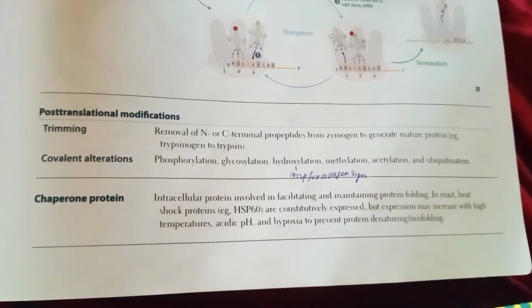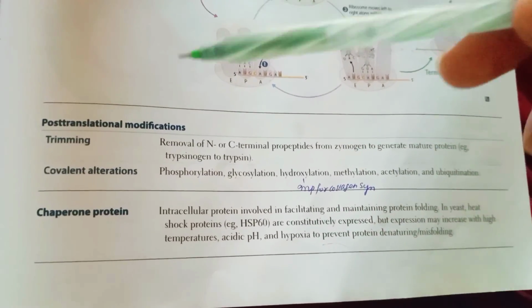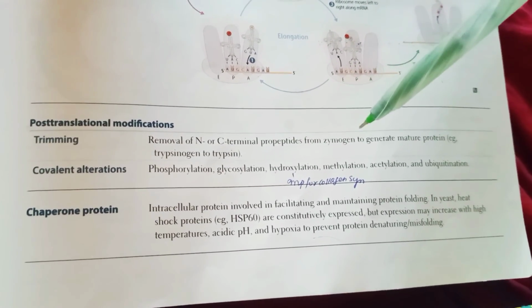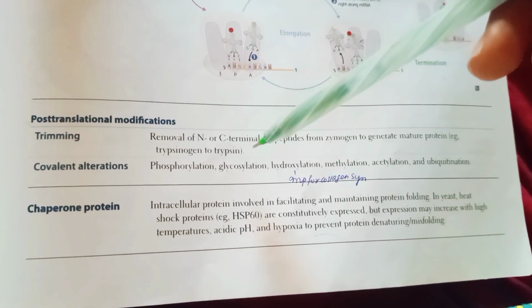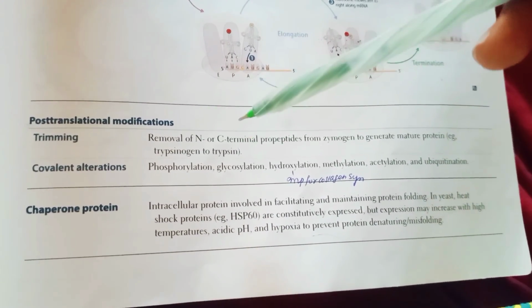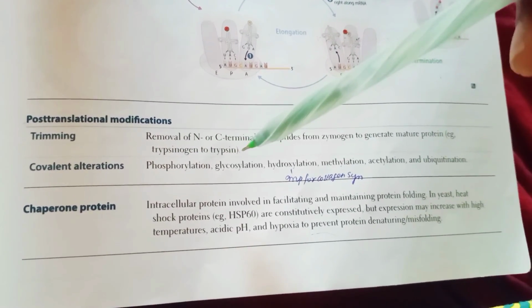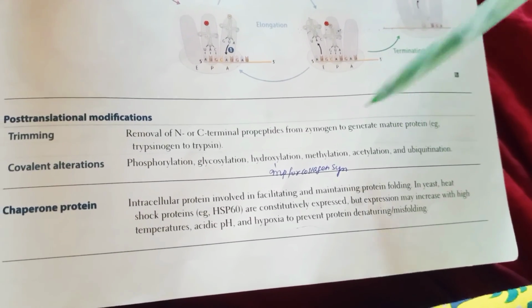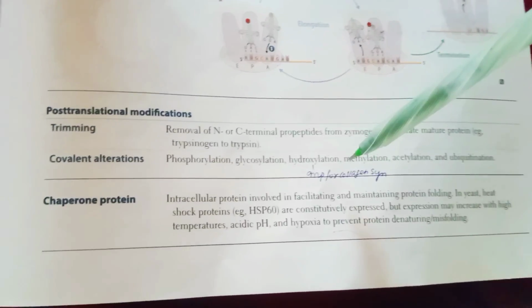Now let us see what goes on after translation, the post-translational modifications. First is trimming, where we remove the N and C terminal propeptides from the zymogen to generate mature proteins, like trypsinogen to trypsin. Next, covalent alterations like phosphorylation, glycosylation, hydroxylation, methylation, acetylation, ubiquitination, all these are important. Especially hydroxylation is important for collagen synthesis.